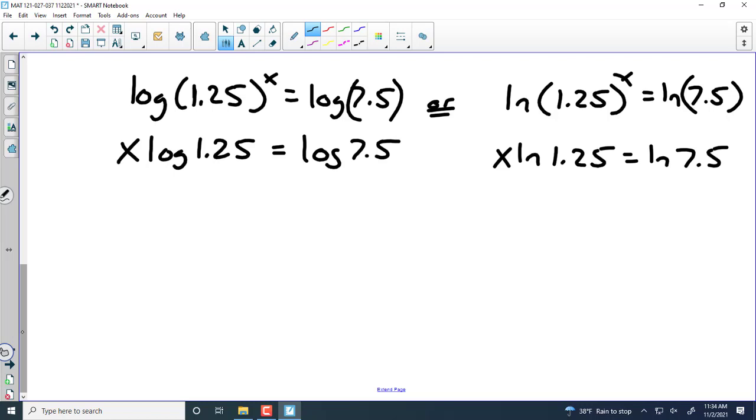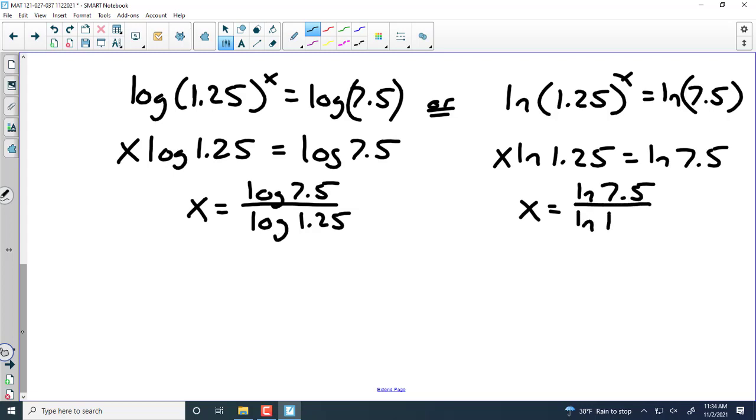And we are still one step away before we reach for the calculator. What do we do on both of them before we reach for the calculator? Divide by the log of 1.25 or the ln of 1.25, whichever one you're doing. Now, whether or not you do this using the ln button on your calculator or the log button on your calculator, you will get the exact same answer. I'm not trying to say that log of 7.5 is the same as ln of 7.5. What I am trying to say is this whole thing over here is the same as this whole thing over here. You do this division and you will get your answer.